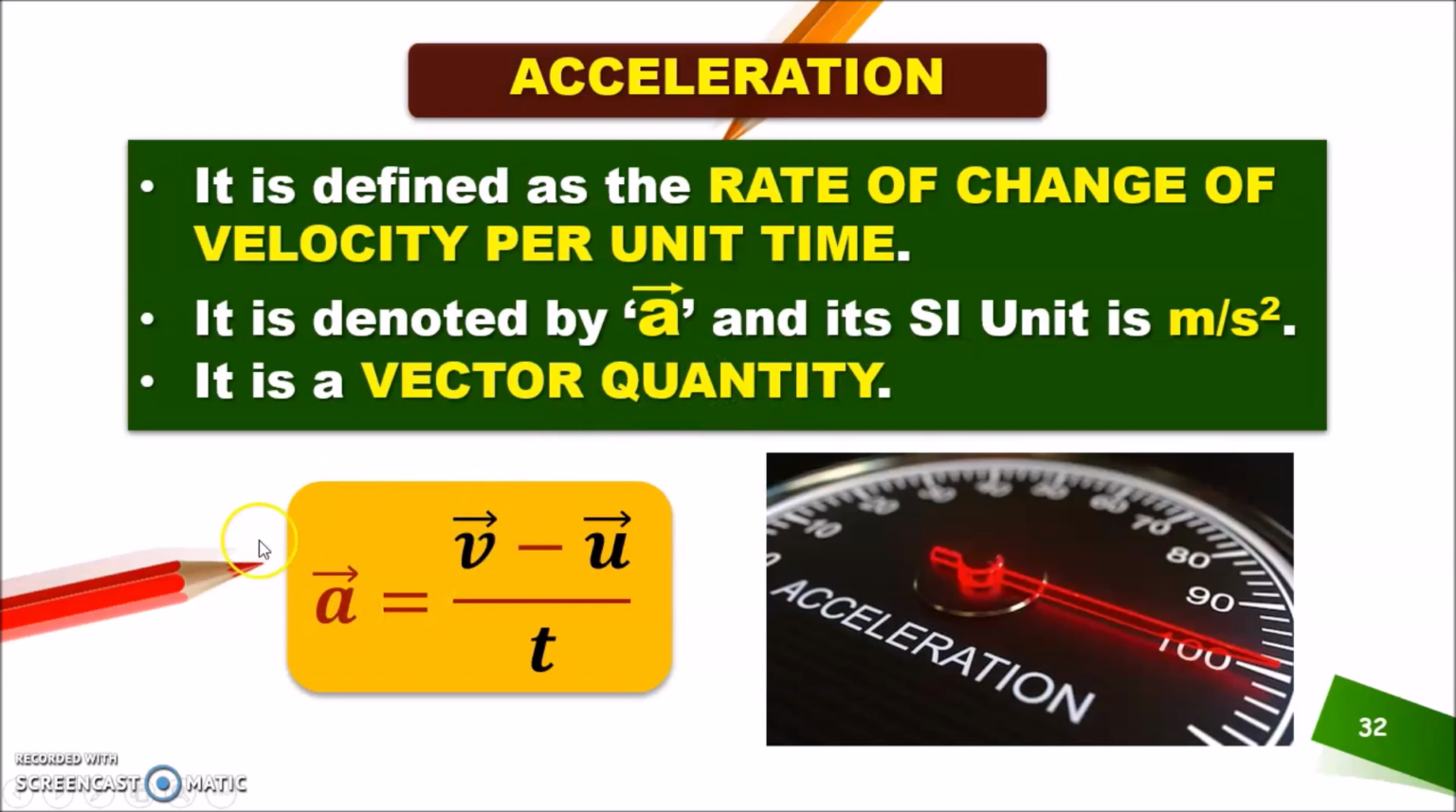The formula derived from this statement, rate of change of velocity per unit time, is final velocity v minus initial velocity u divided by time. So the meaning of rate here is the final value subtracted from the initial value, with respect to time. So this is the formula for acceleration.